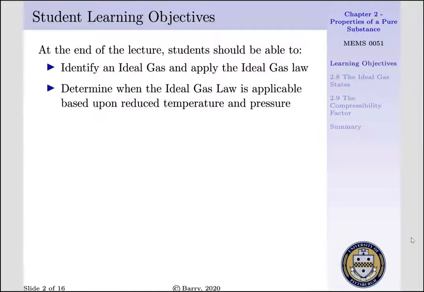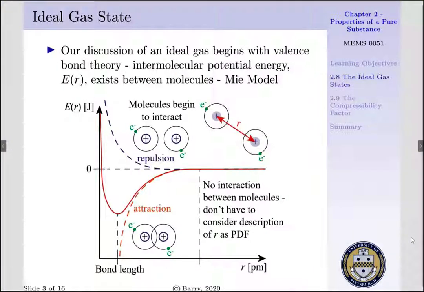For us to begin, let us talk about valence bond theory, that is our intermolecular potential energy, E sub r, as a function of our intermolecular distance, r. And this is typically modeled by the MI model. Now, if we look at our graph, we have our intermolecular potential energy on our y-axis, and on our x-axis is our intermolecular distance, r, expressed in picometers. That is the distance in between two molecules.